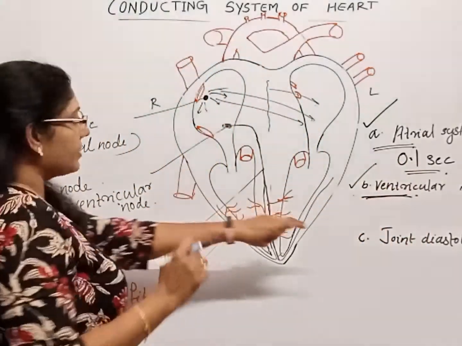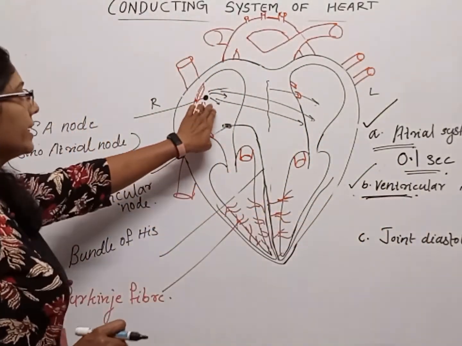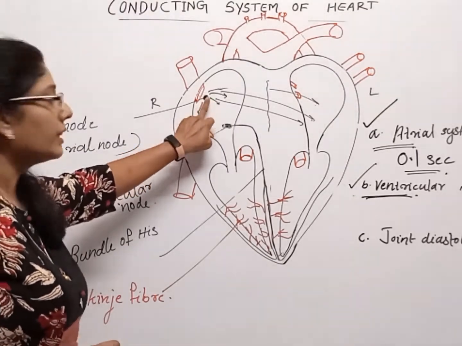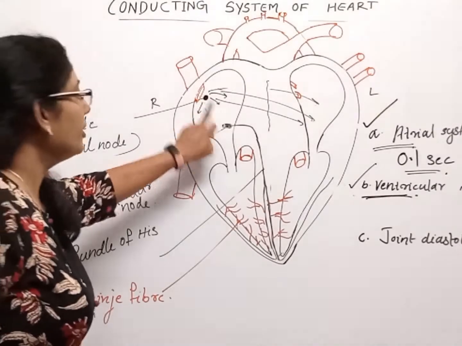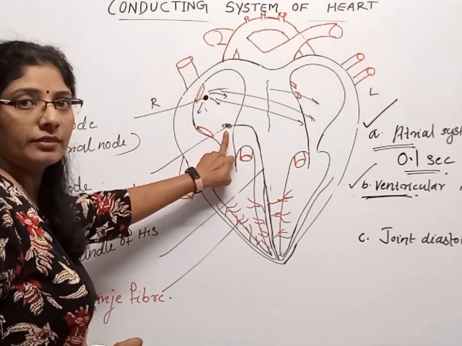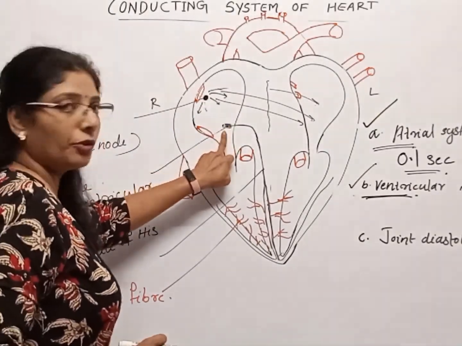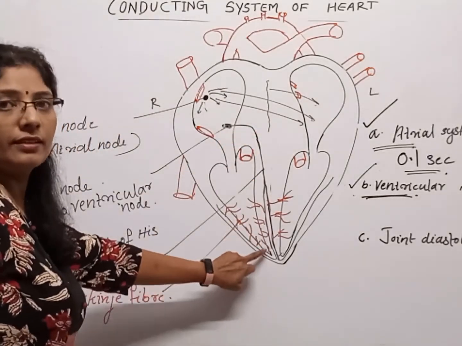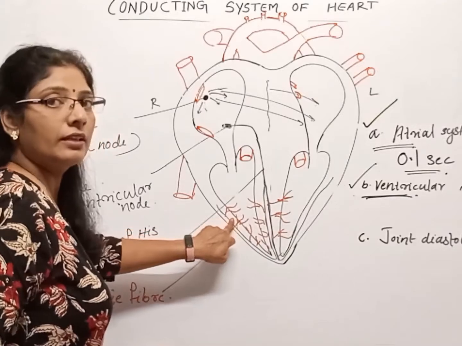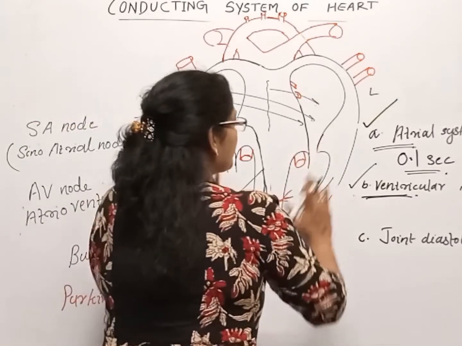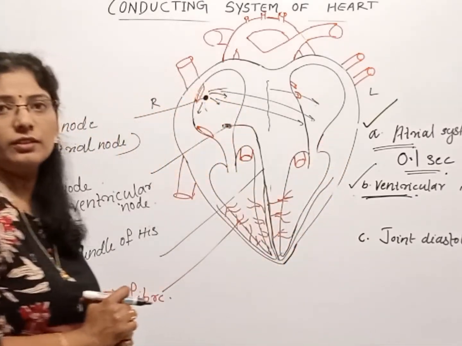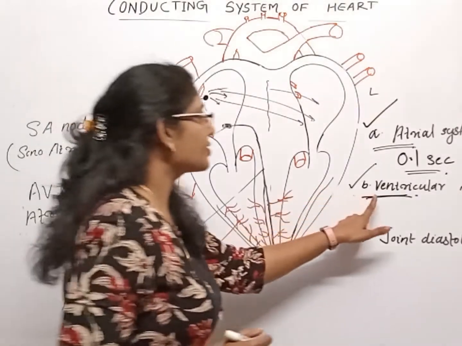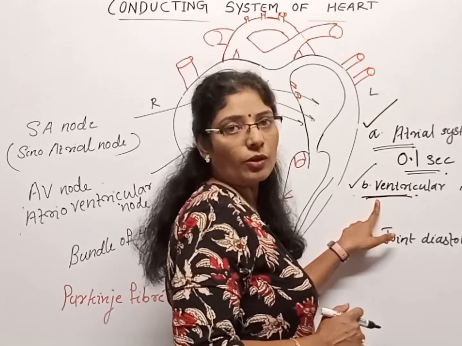During ventricular systole, we already studied the SA node. The impulse started from the SA node will reach the AV node. And from the AV node, it will transmit through the bundle of His and Purkinje fibers, and finally it will spread on the wall of the ventricle and causes the contraction of the ventricle. That is called the ventricular systole.